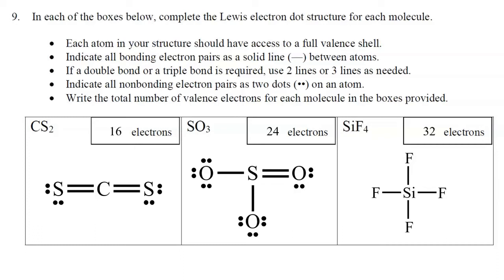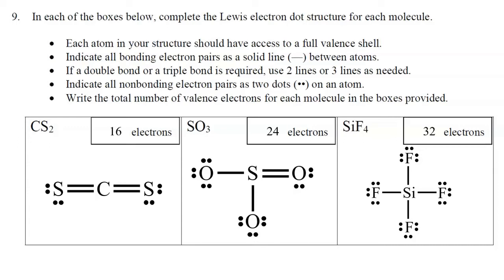The silicon does have access to a complete full valence shell, but let me go ahead and satisfy the octets for each of the 4 fluorine atoms. So I'm at 8 right now. This would be 10, 12, 14, 16, 18, 20, 22, 24, 26, 28, 30, 32. So I've used up exactly the right number of valence electrons. Each atom has access to a complete full valence shell, an octet, so that structure is done.